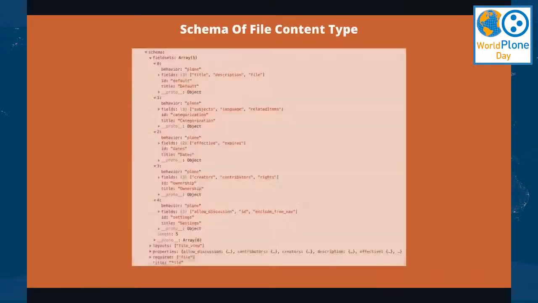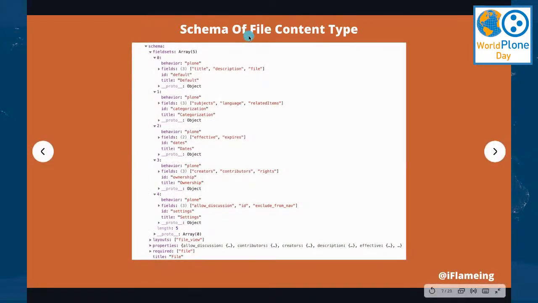So this is the schema of a file content type. You can see the schema is an object. It has a key called field set, and this is an array of 5. It denotes that field set has 5 objects, in the structure which we saw earlier.